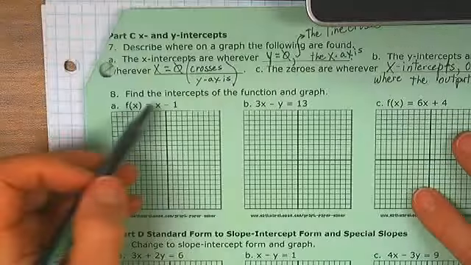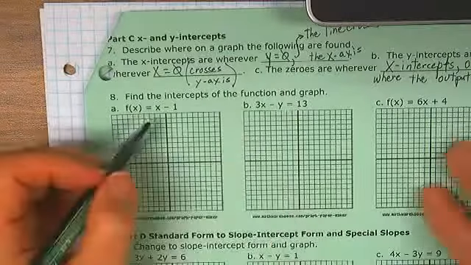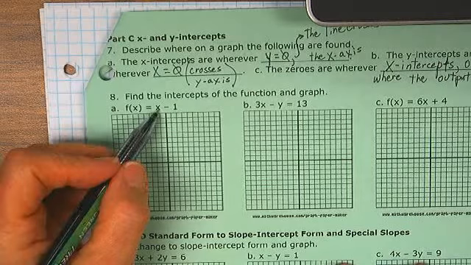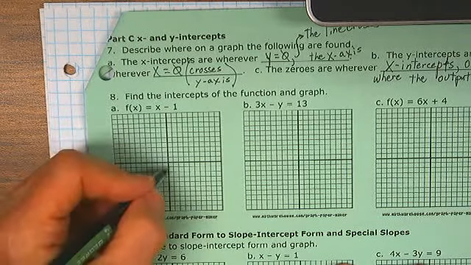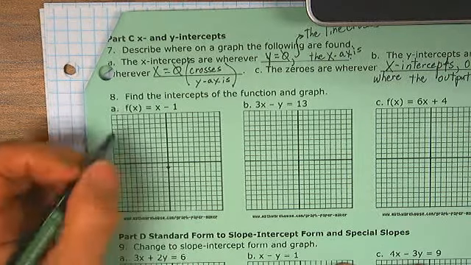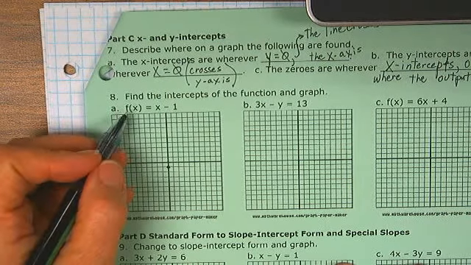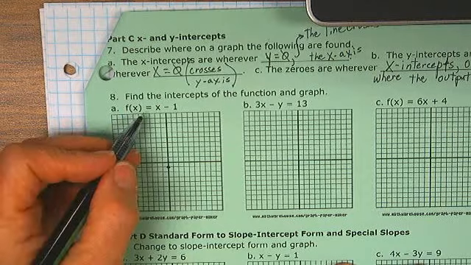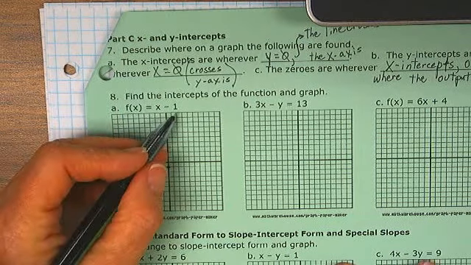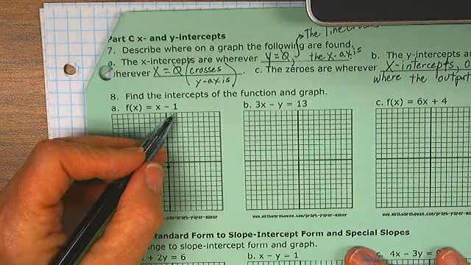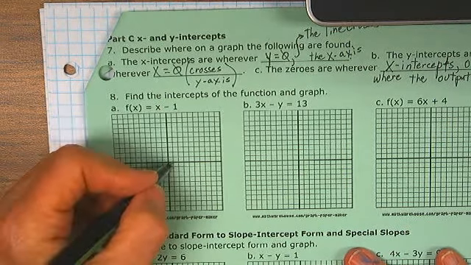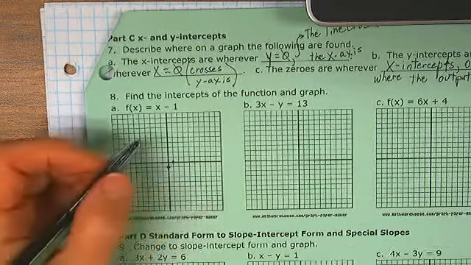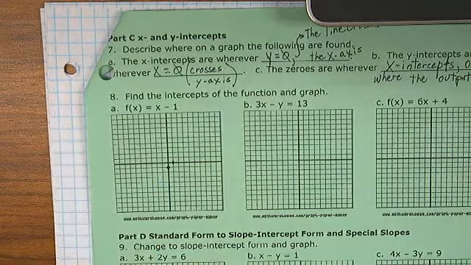Find the intercepts of the function and graph. If x equals 0, 0 minus 1 is negative 1. If y equals 0, 0 equals x minus 1, add x to each side, x equals plus 1. Do you see how I did that?